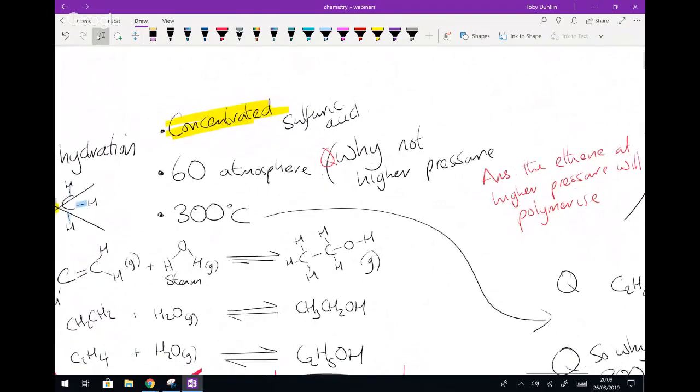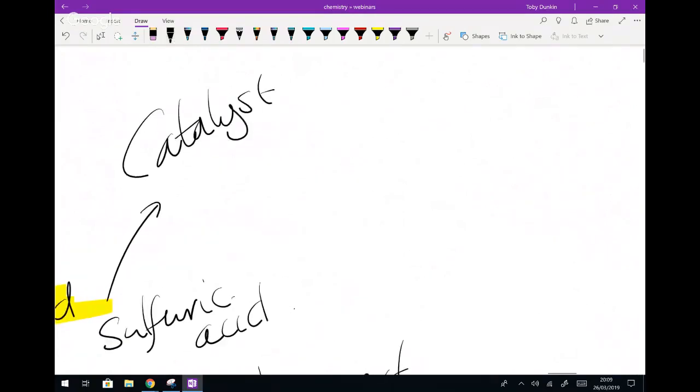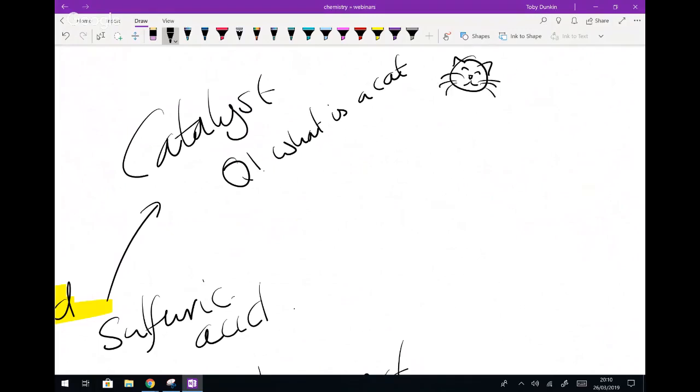At this point, it's nice for me to remember to do a bit of kinetics and just talk about a catalyst, because of course everyone forgets. A catalyst has two questions. Question number one: what is a catalyst? Can someone give me the answer to my question, please? What is a catalyst?